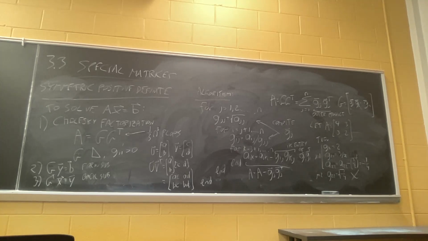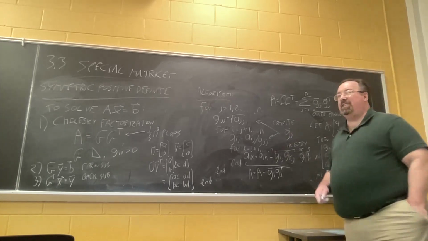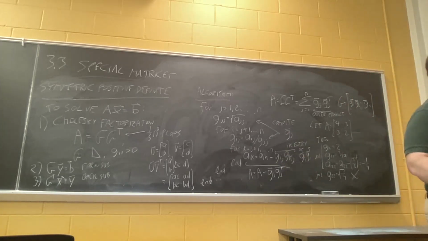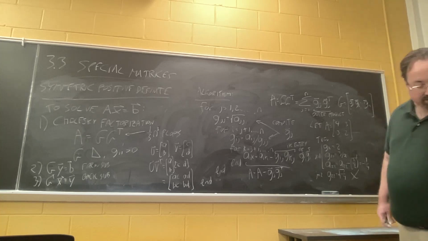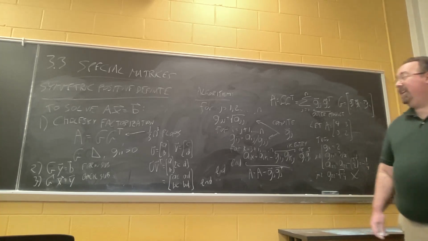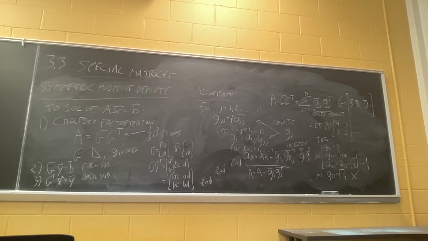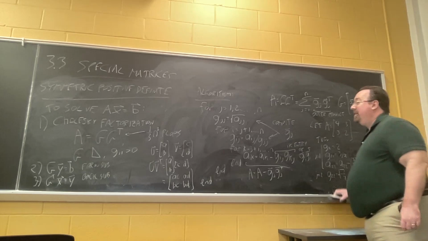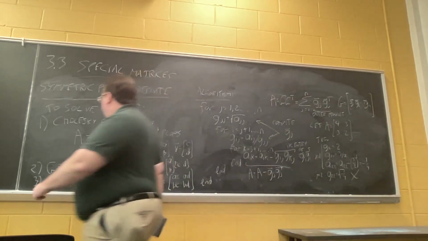One problem in the section I didn't assign: go ahead and write a MATLAB function to implement Cholesky factorization, but also have it return a second output indicating whether the matrix is positive definite, because it's going to find out. Okay. Are there any questions about the Cholesky algorithm?